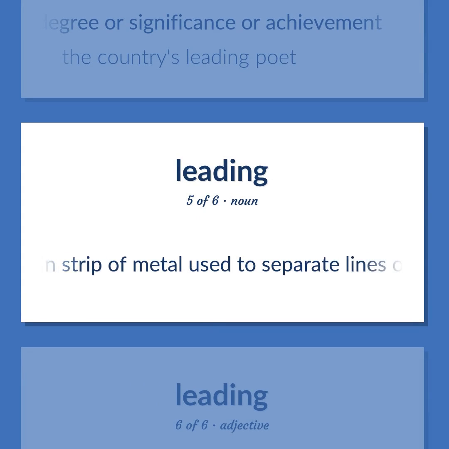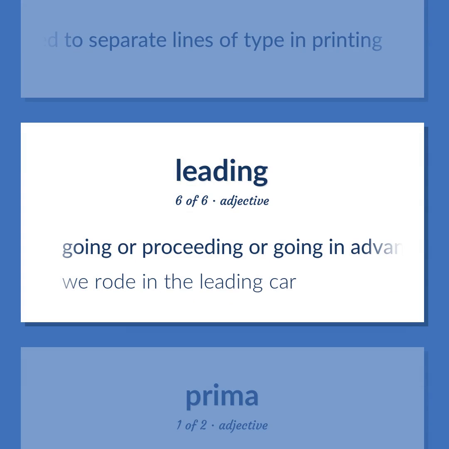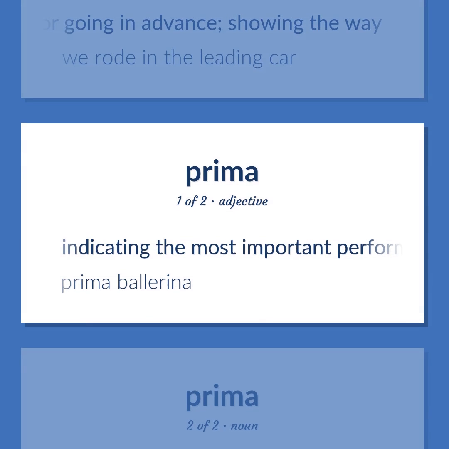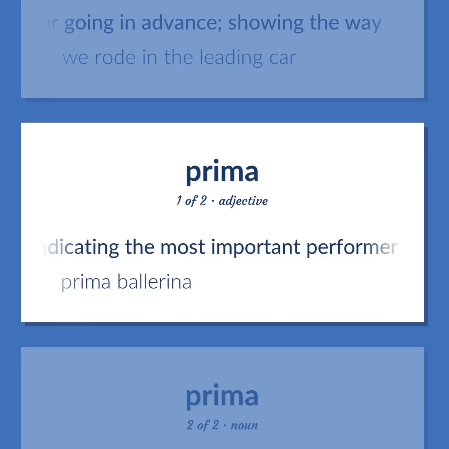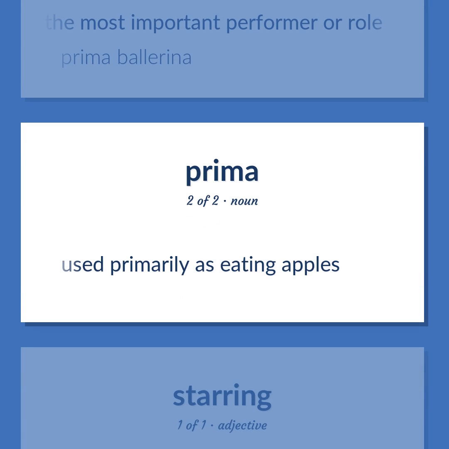Thin strip of metal used to separate lines of type in printing. Going or proceeding in advance, showing the way. We rode in the leading car. Indicating the most important performer or role. Prima ballerina. Used primarily as eating apples.